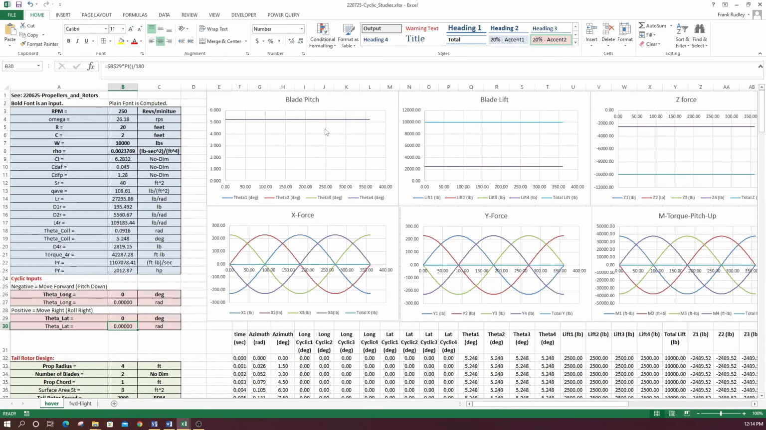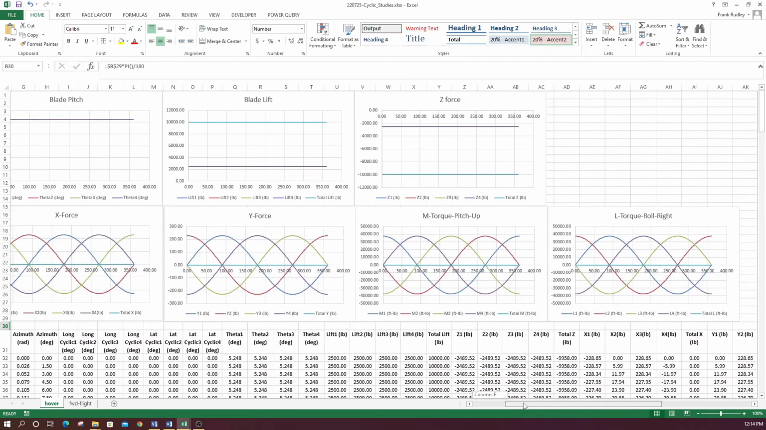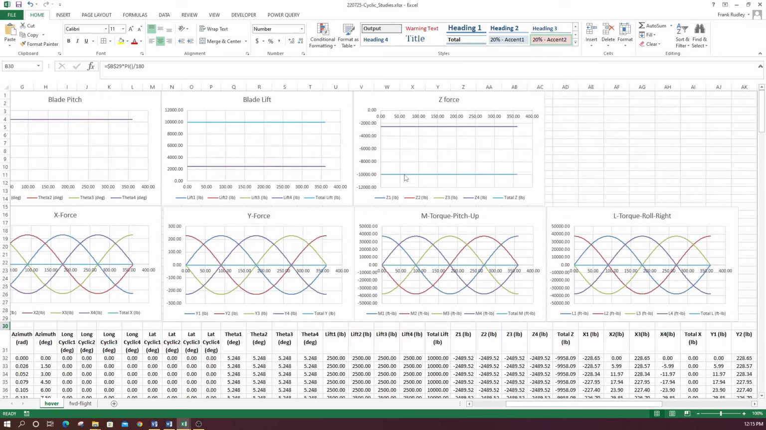So I have some plots here. I have the blade pitch and the blade lift. This is the lift for a single blade, and this is the lift for all the blades. And then I have the Z-force. I'm going to include all these spreadsheets at my website so you can download them and see how they're laid out. This is the Z-force over here. This is the total Z-force, which is the 10,000 pounds needed to lift against the weight, and this is per blade, which wound up being 2,500 pounds per blade.